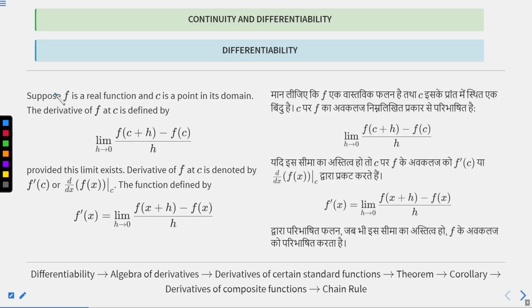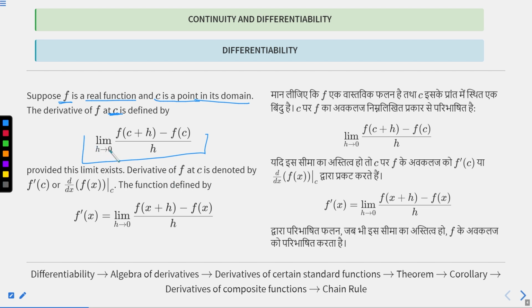So the main thing, suppose we have a function f which is a real function. Real function means domain is real and output is also real. Clear? Now c is a point in the domain. We always talk about c, a point which is in the domain. Now the derivative of f at c we define in terms of limits. So here the limit is given.